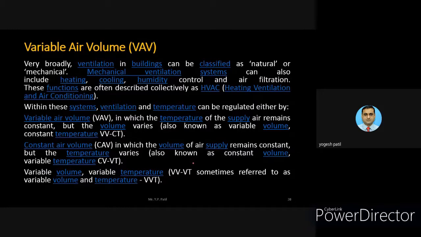Constant air volume, CAV, on the other hand, has a constant air volume but the temperature varies, so those systems are called CVVT, constant air volume variable temperature. On the other side, variable volume variable temperature is also there. That classification is called VVVT. In that case, the air volume is also variable and the temperature is also variable. So these are the three main classifications for these systems.